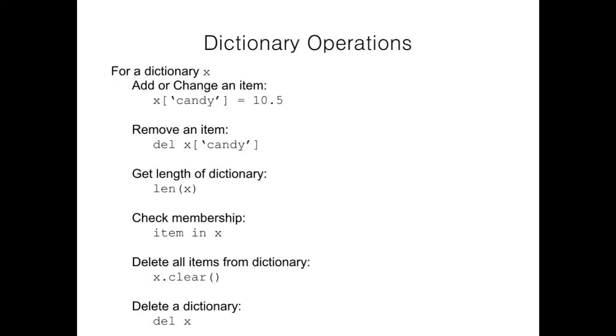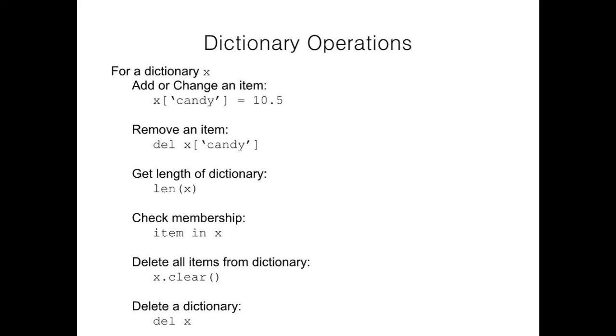Here's the list of all the basic operations you can perform on the dictionary. For a given dictionary X, you can add an item or change the contents of an item in X. So you can refer to an item by its label and then change its value. If the label exists, then you change the value of the item. If the label doesn't exist, then it adds the additional item to the dictionary. You can also remove an item by using the del operation, so you just delete the contents along with the label.